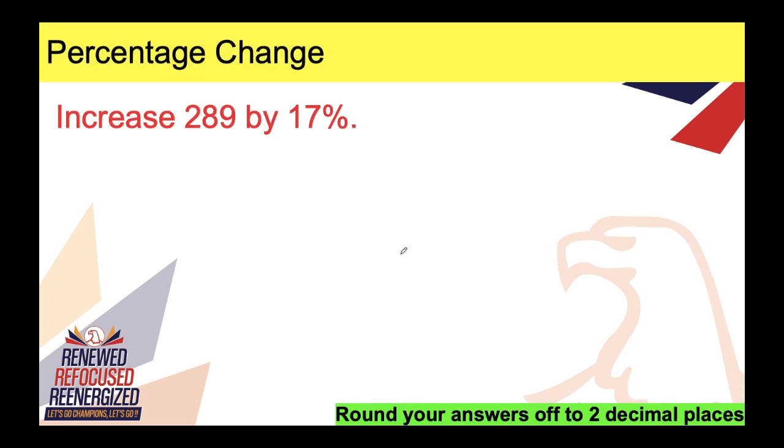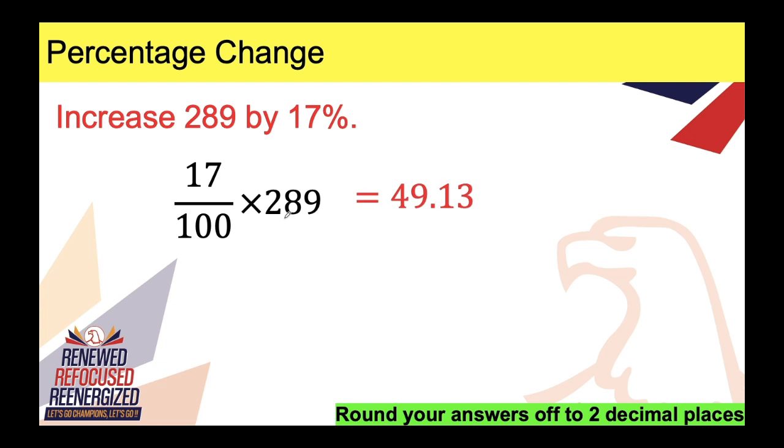Okay, let's have some examples. Increase 289 by 17%. So what does this mean? It means that this value, 289, will be increased by 17%. So of course, for us to know how much we have to increase it to, we have to find first 17% of 289. And if you forgot how to find percentage of quantities, please review the first video. Okay? So remember, 17% can be written as 17 over 100, then times 289. So if you try to use your calculator for this, it gives you 49.13.